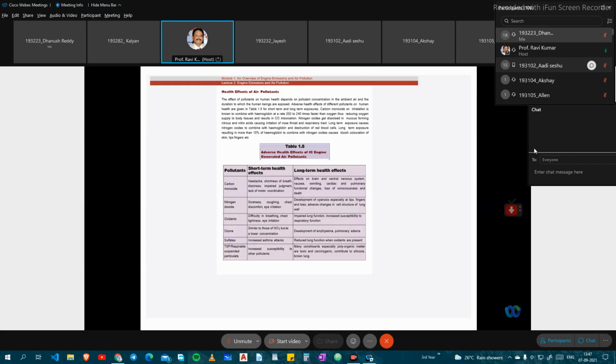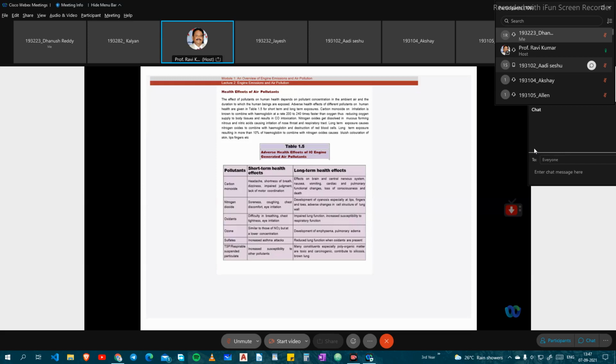That is called once polluted air goes inside our nose, and if sufficient oxygen percentage is not there, you will get unconsciousness, shortness of breath, dizziness, impaired judgment, and lack of motor coordination. Long-term health effects are on the brain and central nervous system.